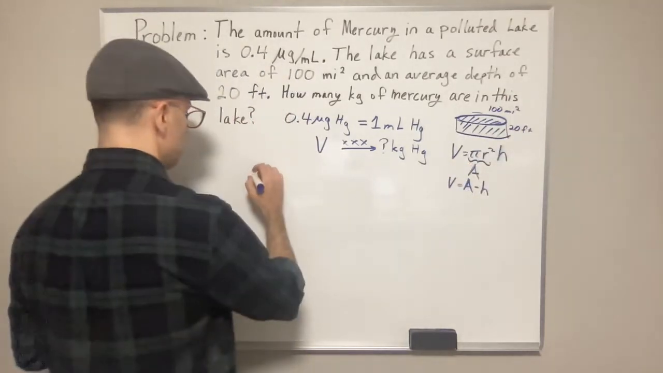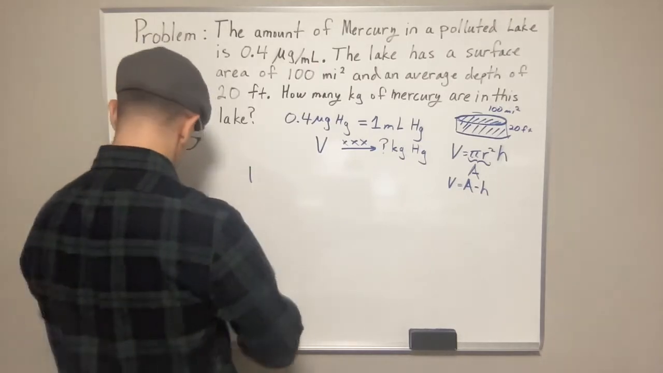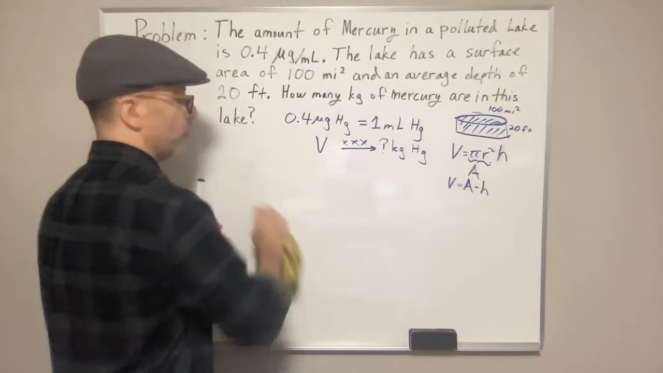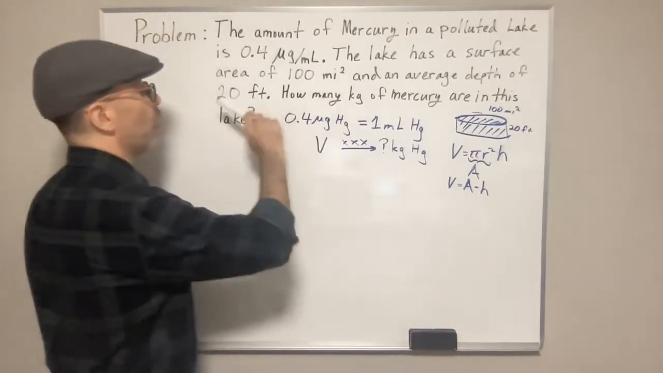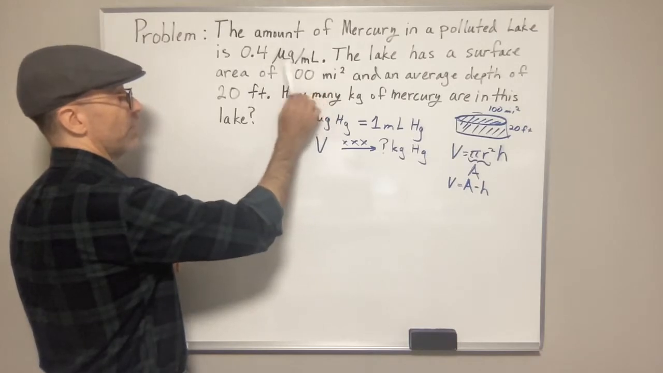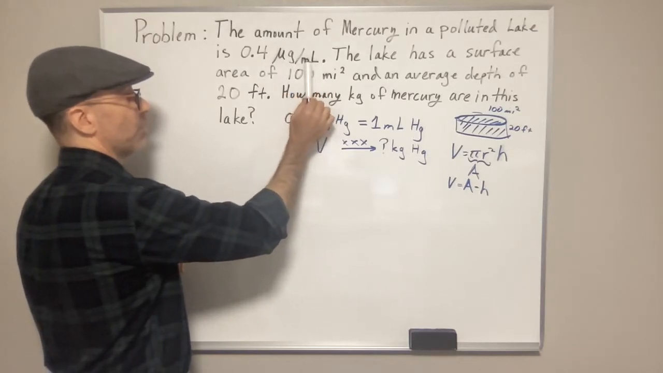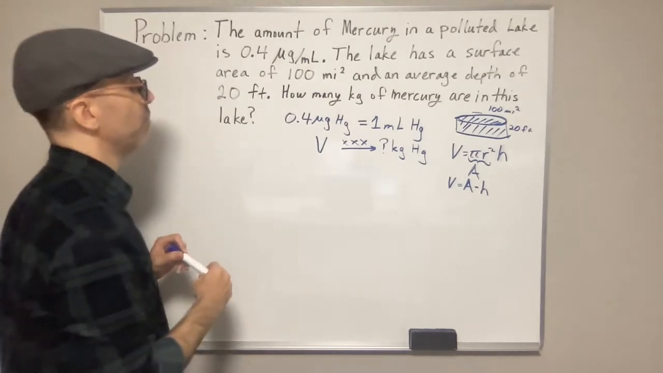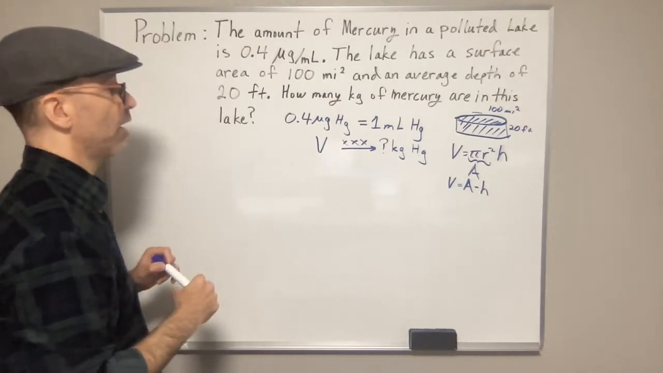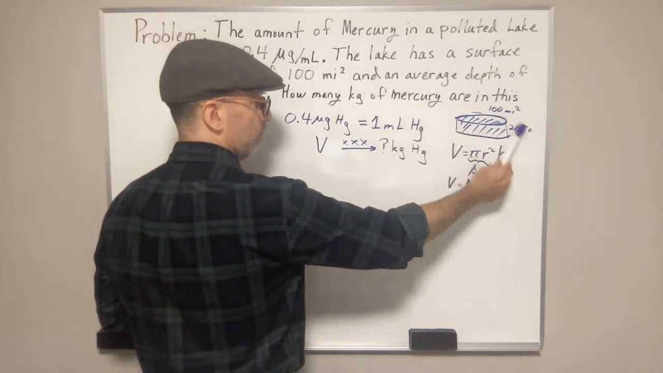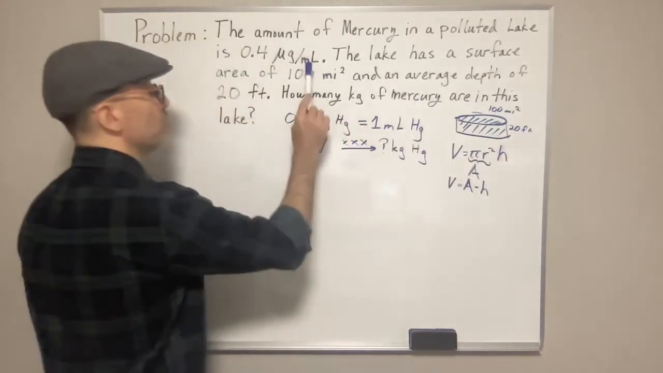So if we take our volume, but first, before we get our volume, we have to remember that our concentration is micrograms per milliliter. And so we're going to need to make sure that our units can convert to milliliters.